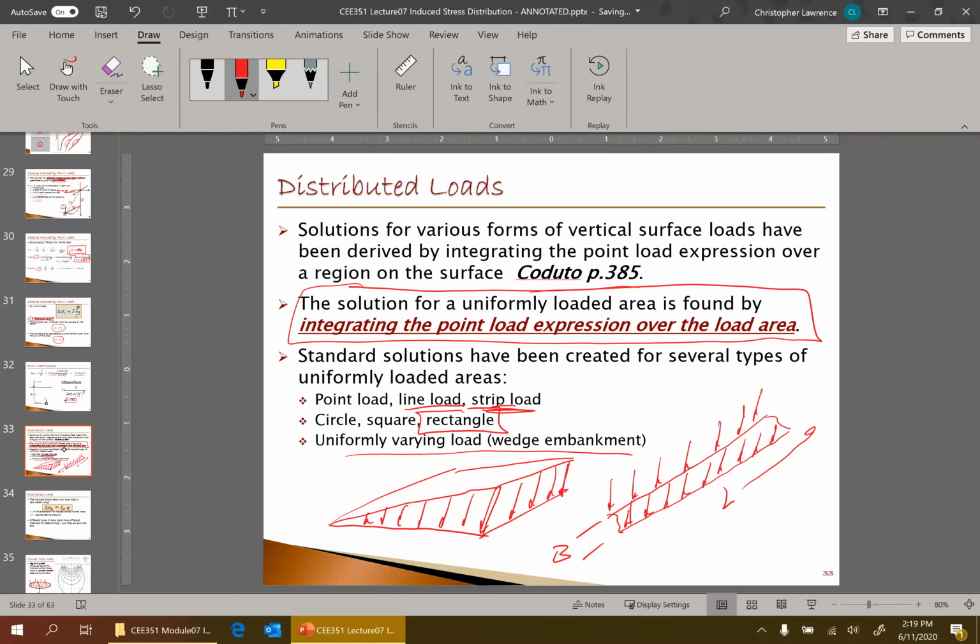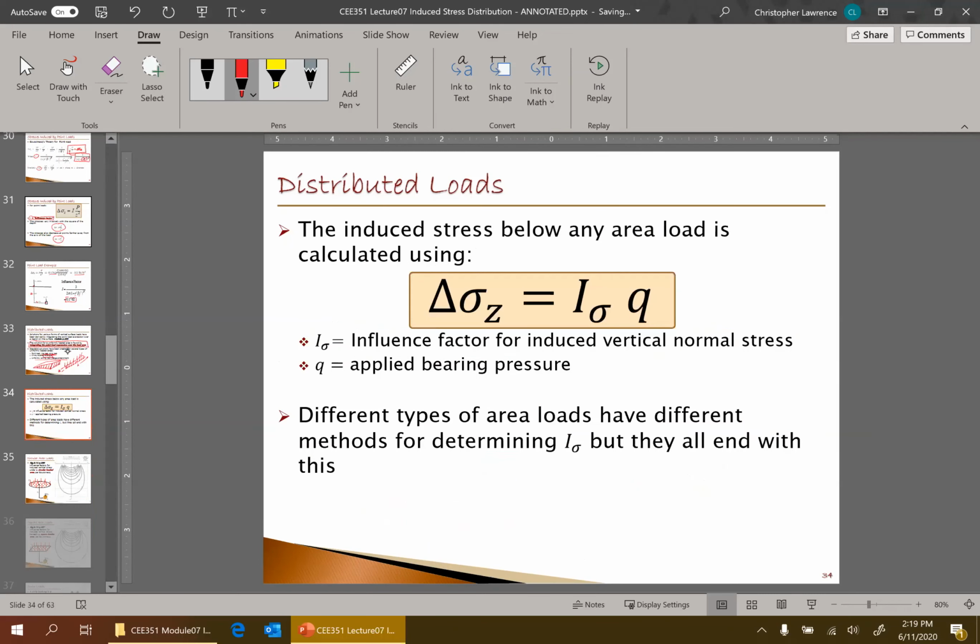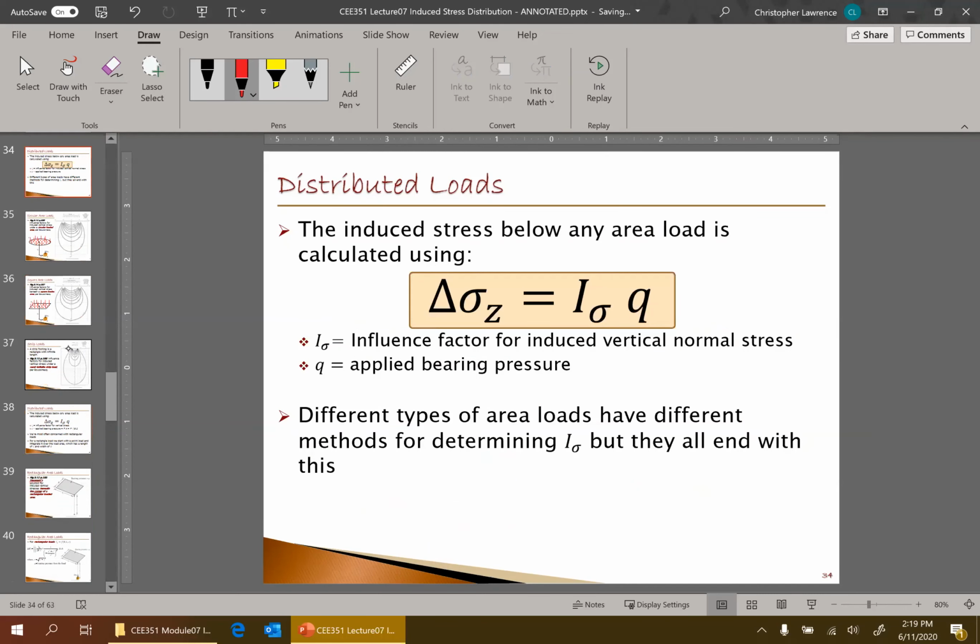When talking about distributed loads, it always looks like this. Always. For a point load, it was that I P over Z squared. But for a distributed load, Q is the bearing pressure that is applied. Q is the applied load, I sub sigma, they're just talking about stress influence. I don't usually put the sigma on it, but I is the influence factor. So every kind of distributed load always looks like this.